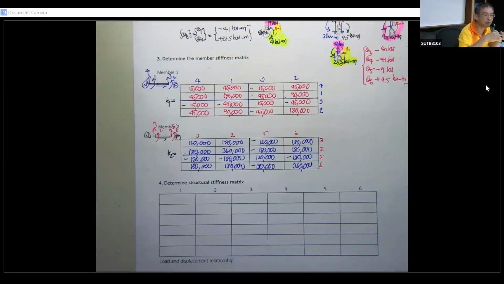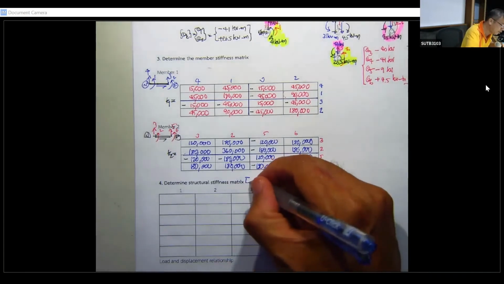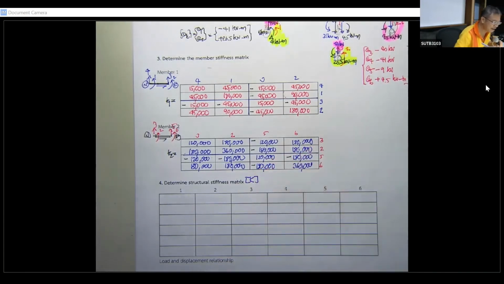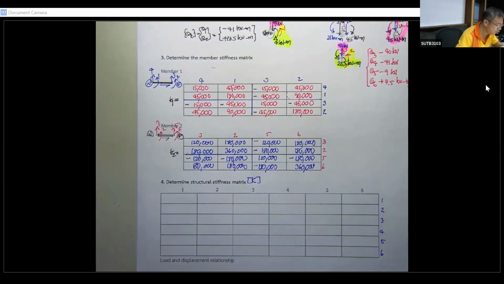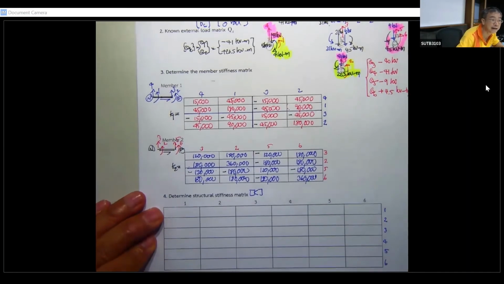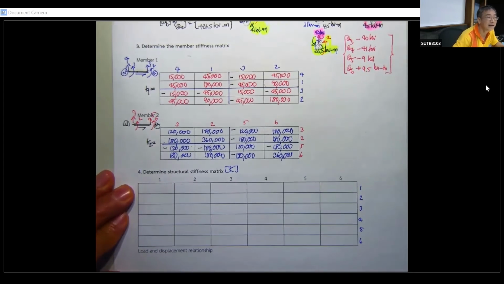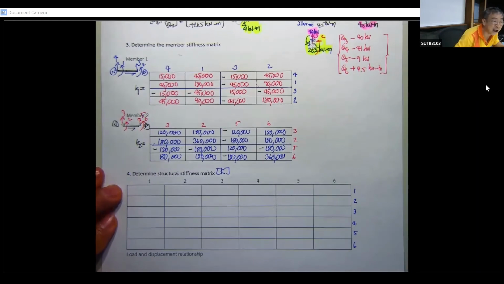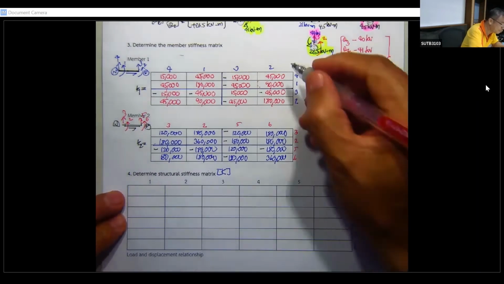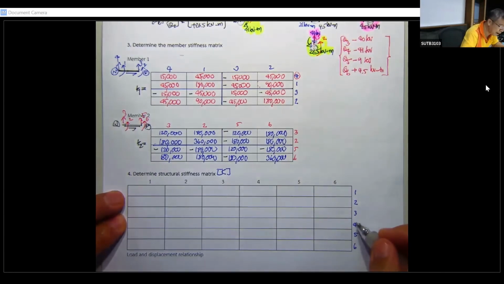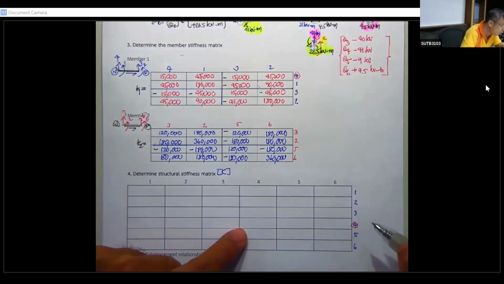This capital K matrix is going to have a total of 6 by 6 members. So this is going to be 1, 2, 3, 4, 5, and 6. And then you got to do it as I previously showed you. I'm going to show you again because this is important. It's kind of a review for your task also. Okay, you start with 4, and then 4 is here.